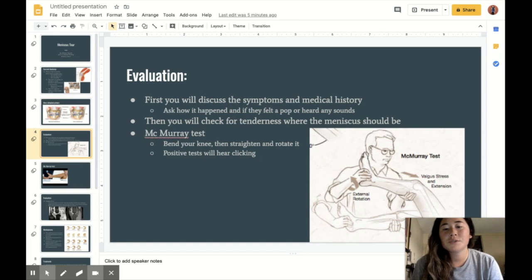Evaluation. First, you will discuss the symptoms and medical history with your athlete. Ask how it happened and if they heard or felt any pops or any sounds during their activity. Then you will check for tenderness where the meniscus should be. The McMurray test is bending the knee, then straightening it, and then rotating it. With positive tests, you will hear clicking while doing the movements.